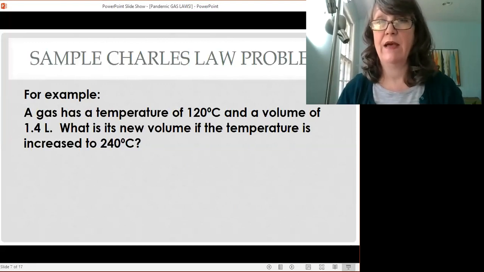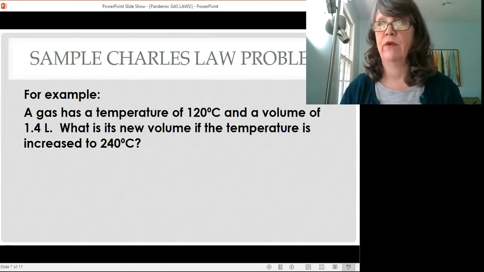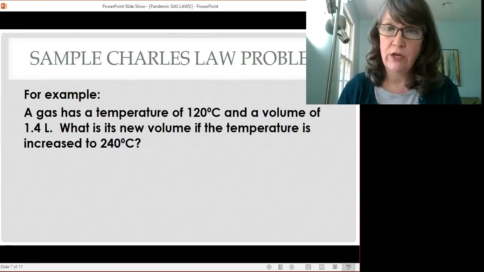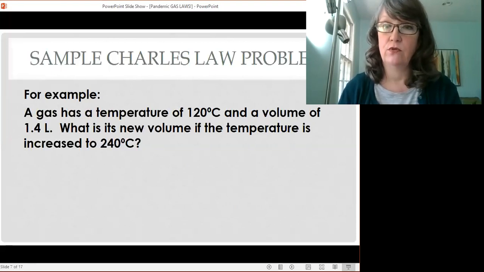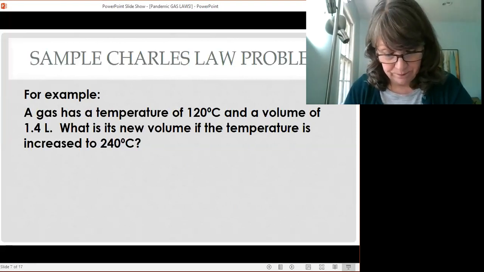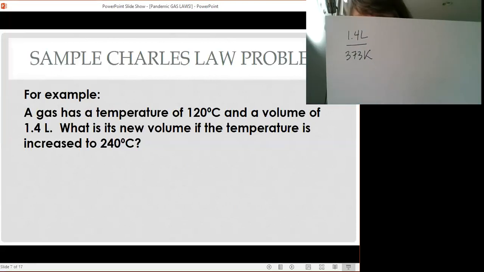And then I'm going to divide that by my initial temperature. Well, right away we have an issue, right? Is our temperature in Kelvin? No. So if I add 273 to my 120 degrees Celsius, that gives me 373 Kelvin. So that's going to be my V1 divided by T1.